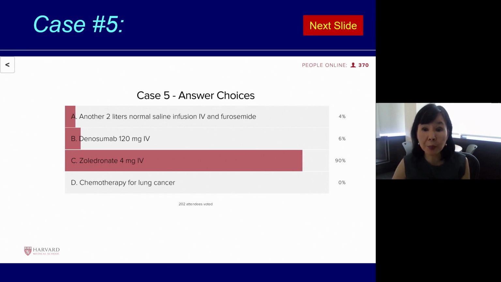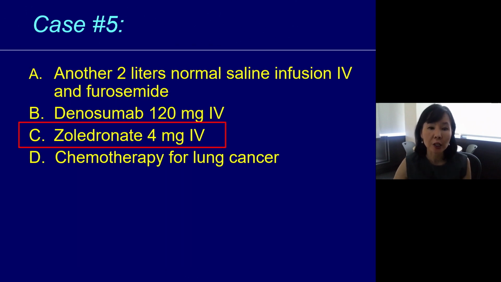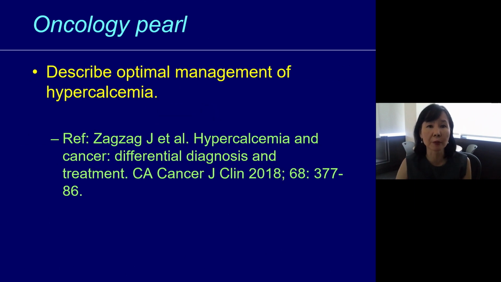Okay, so the most common answer was zoledronate 4 milligrams IV, with the denosumab and another 2 liters of normal saline less common answers. So the correct answer is zoledronate 4 milligrams IV, and that's because denosumab is actually given sub-Q and not IV. And yes, you could give another 2 liters normal saline, but at this point you've already given her some normal saline and furosemide, so you really would want to pursue something else. And so we're going to talk about the optimal management of hypercalcemia.